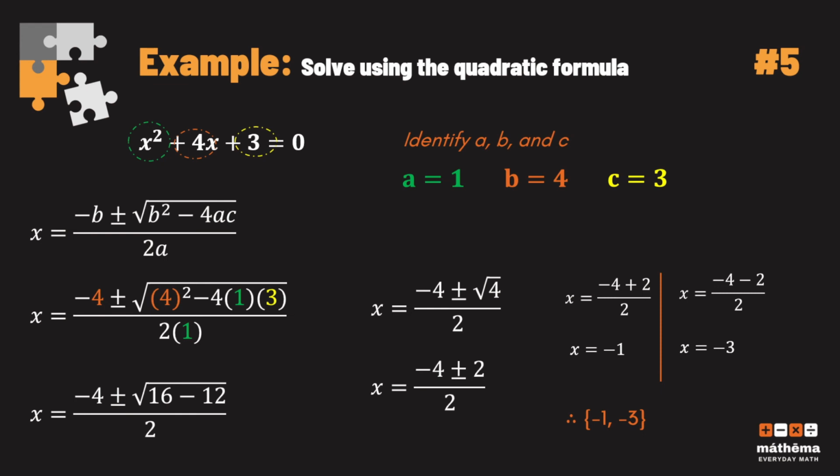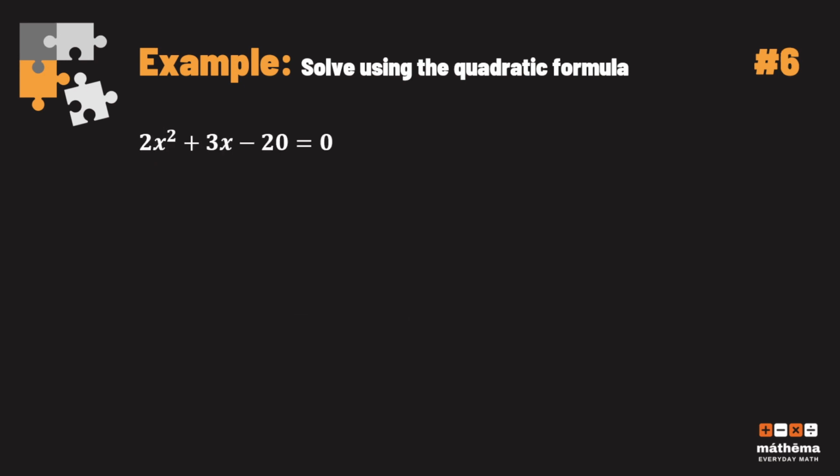We'll have the last example for solving quadratic equations using the quadratic formula. Example 6. We have 2x squared plus 3x minus 20 is equal to 0. Notice that our a is no longer 1. So what are we going to do? We'll be using the same process. First is identify a, b, and c. In this example, a is equal to 2, b is equal to 3, c is equal to negative 20.